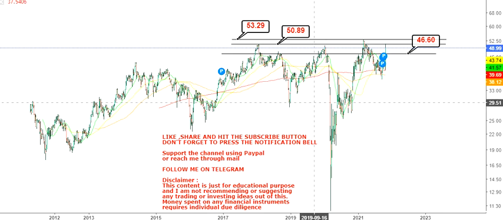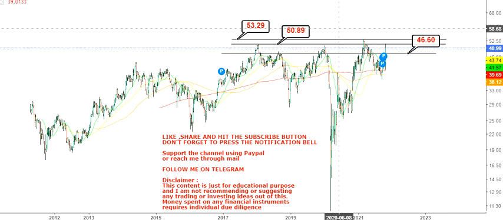So first of all, as I told you, don't go below 46, and we have two levels to look at, 50 and 53.29, or let's say 54. Only if the stock sustains above $54 after the breakout, we will continue with our big trend. That's the important thing.